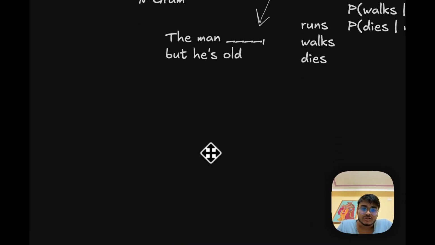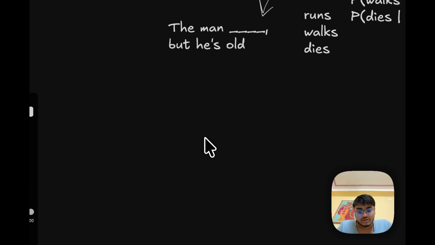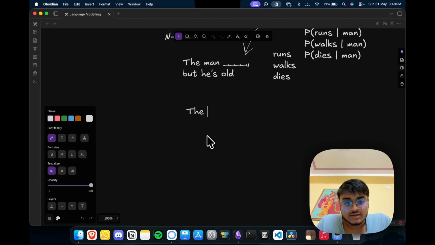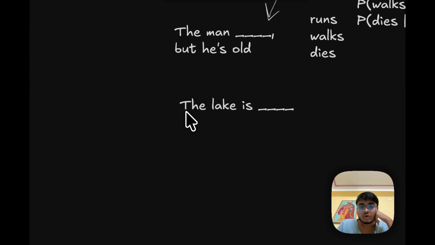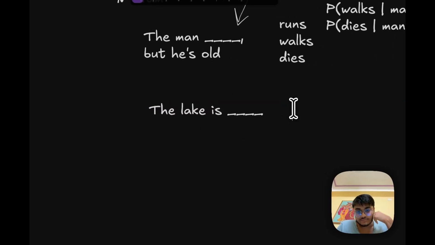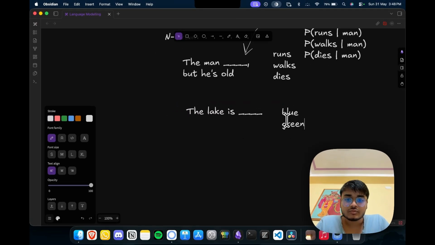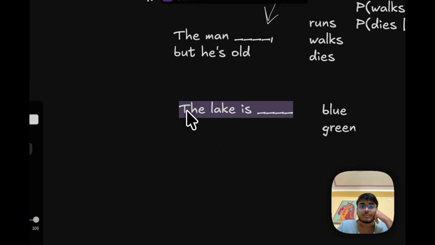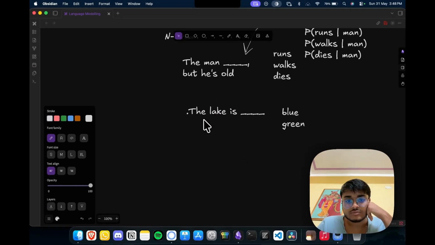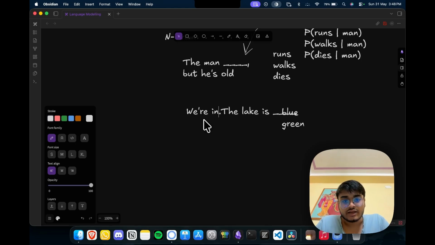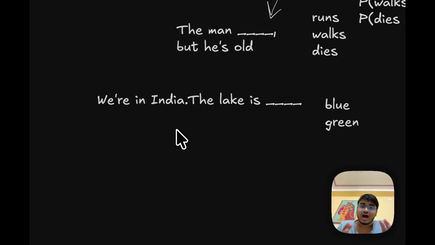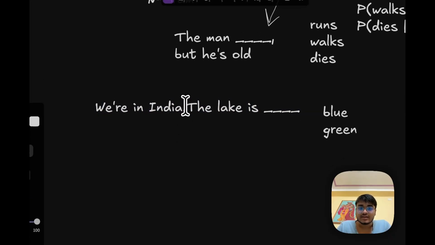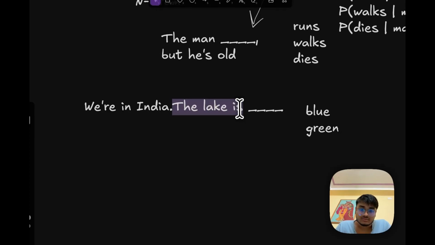Okay, I'm going to give you another example. This is not a good example. I'm going to give you another example: the lake is dash dash. So there could be two possibilities. Let's say this is blue or green. Now before this sentence somebody wrote something like this: we are in India. So now there is a high possibility that the lake could be green.